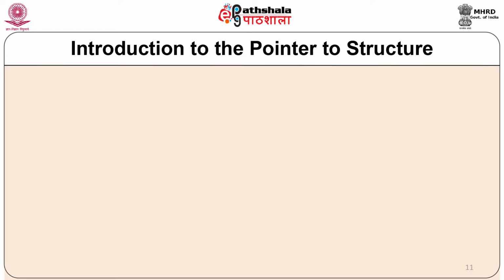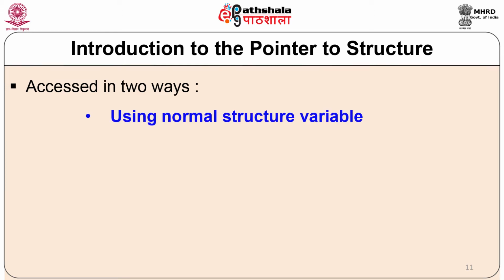Pointer to structure. A C structure can be accessed in 2 different ways in the C language. First way, using a normal structure variable, and second, using a pointer variable.